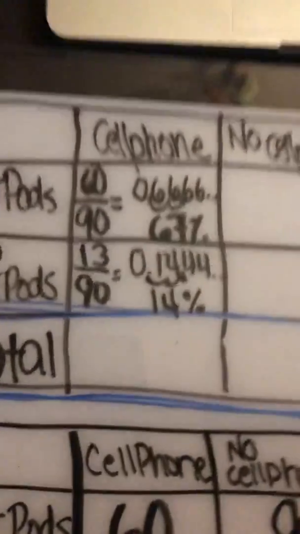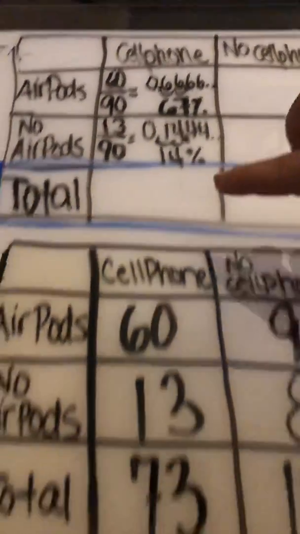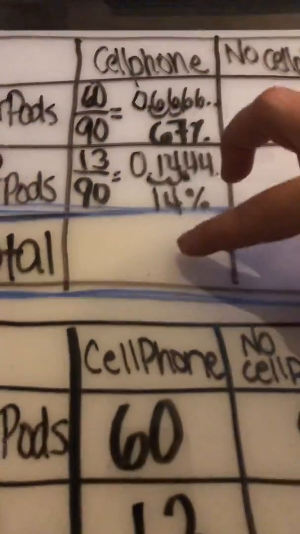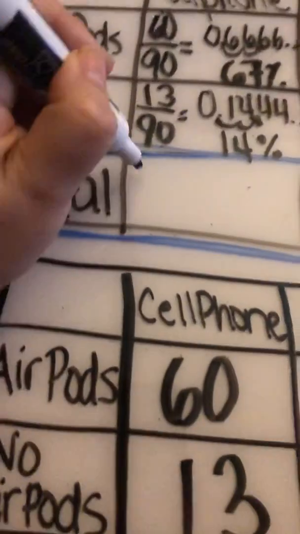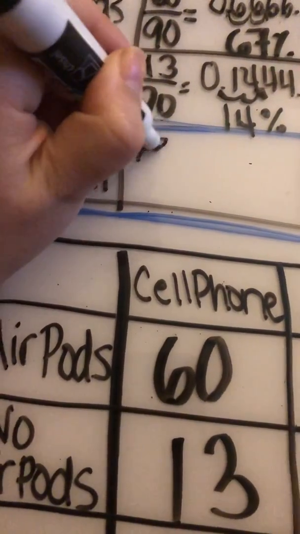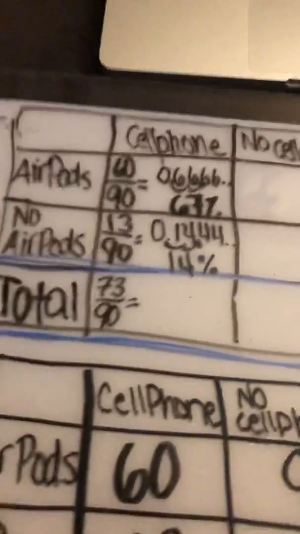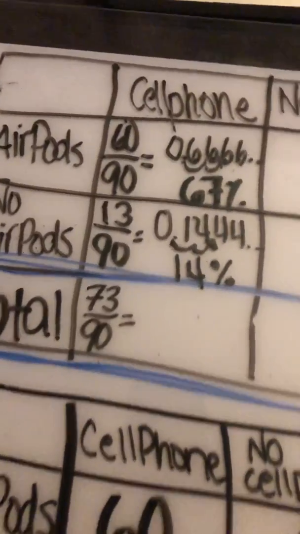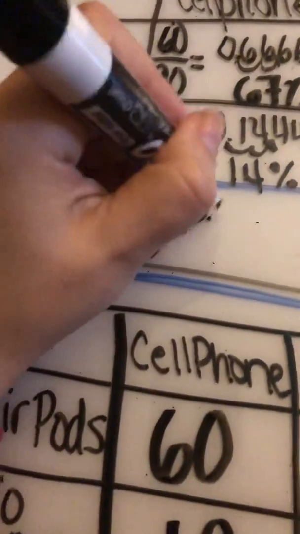To then get the total, our sum of these 2 percents should be what we get if we take 73 and divide it by the total 90. Sometimes you can just add these two, but to check, let's do it to make sure that that actually comes out correct. So we're going to do now 73 divided by 90. That gives us 0.81 repeating.